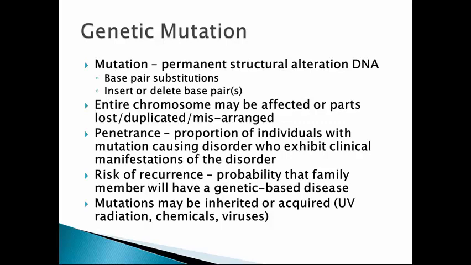So as a result, what we've been talking about for the most part is the inheritance of mutation. But we also know that mutations can be acquired. We can acquire a mutation through ultraviolet radiation, through chemicals and chemical injury, and even through viral injury.